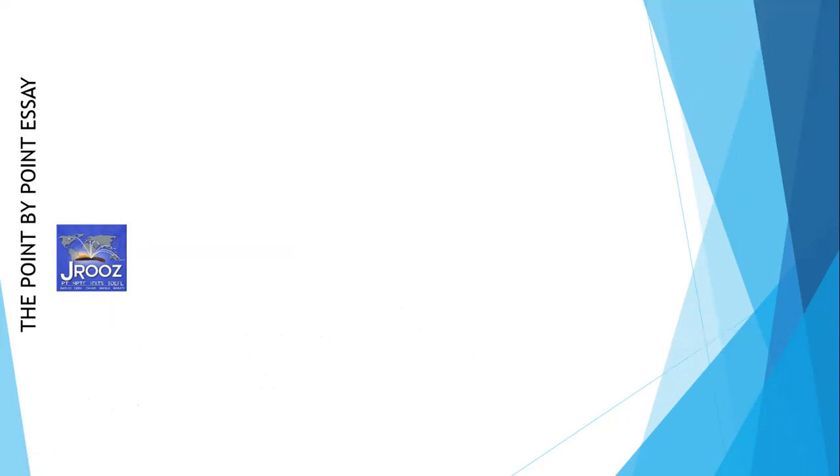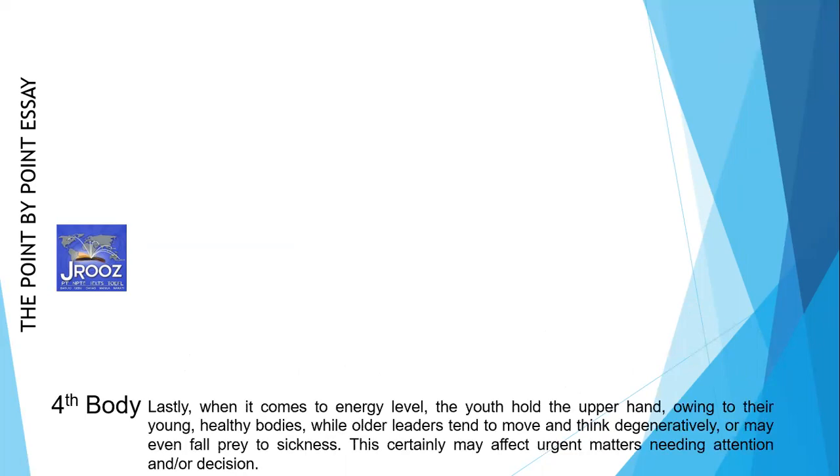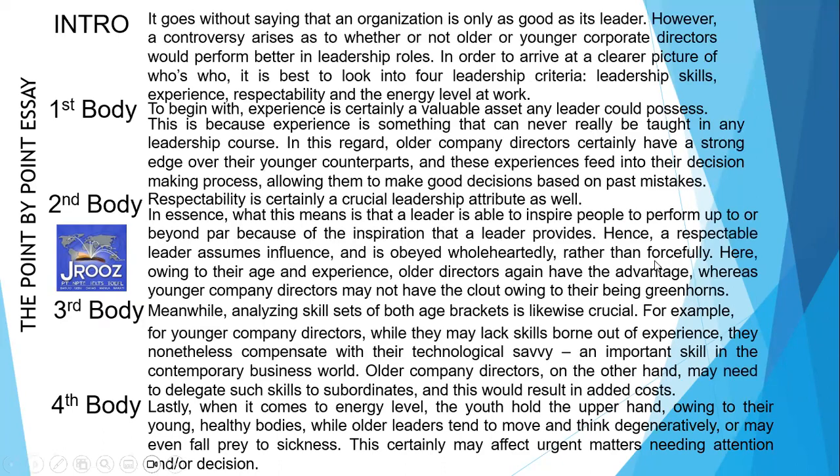Fourth body, energy level. When it comes to energy level, the youth hold the upper hand owing to their young, healthy bodies, while older leaders tend to move and think degeneratively or may even fall prey to sickness. This certainly may affect urgent matters needing attention and or decision. So guys, you have the classic dilemma.